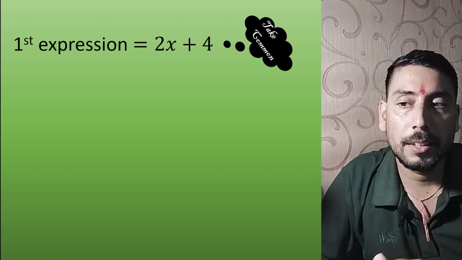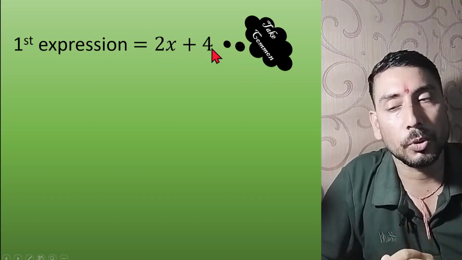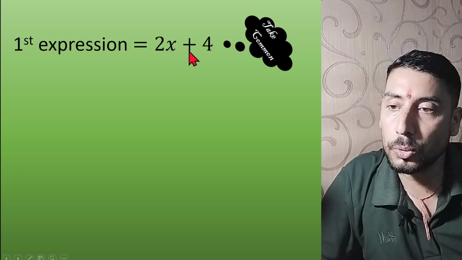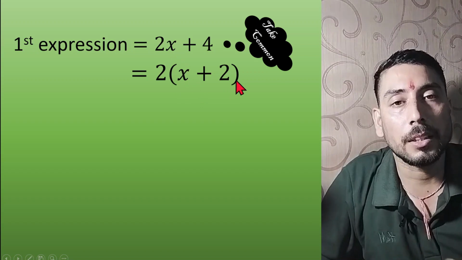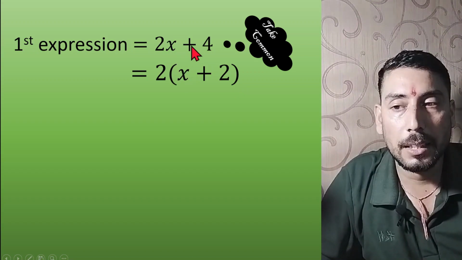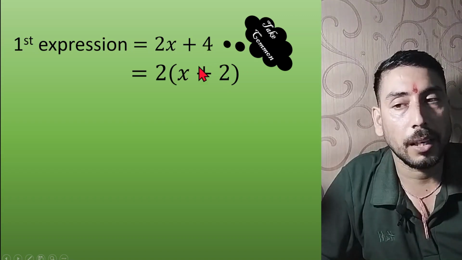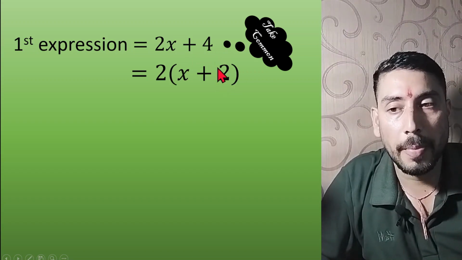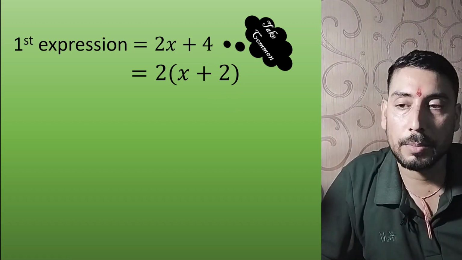Yes, the common is 2, because 2 divides 2 as well as 4. The greatest number that divides both is taken as the common. So here 2 is common for us and the remaining terms are written inside the bracket. Whenever you take 2 common, it remains x plus as it is. Now 4 divided by 2 is 2, that's why 2 is written inside the bracket. Always divide the term by the common term, and the remaining term, the quotient, should be written inside the bracket. So this is our first expression.